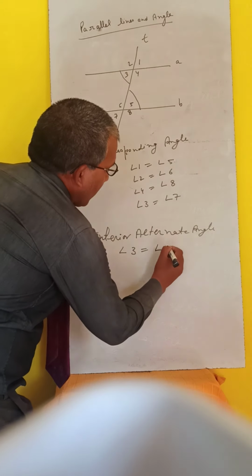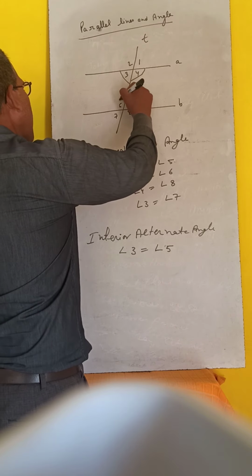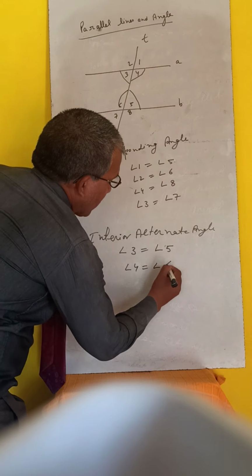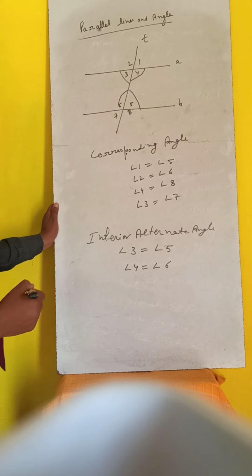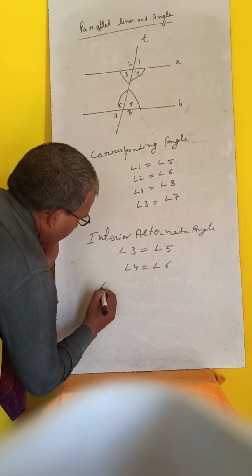Angle 3 is equal to angle 5. Angle 4 is equal to angle 6. Interior alternate angles.